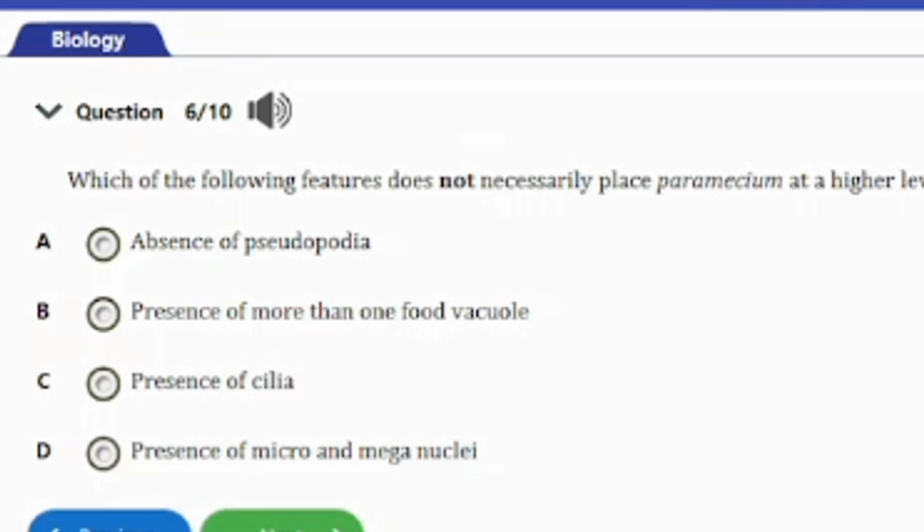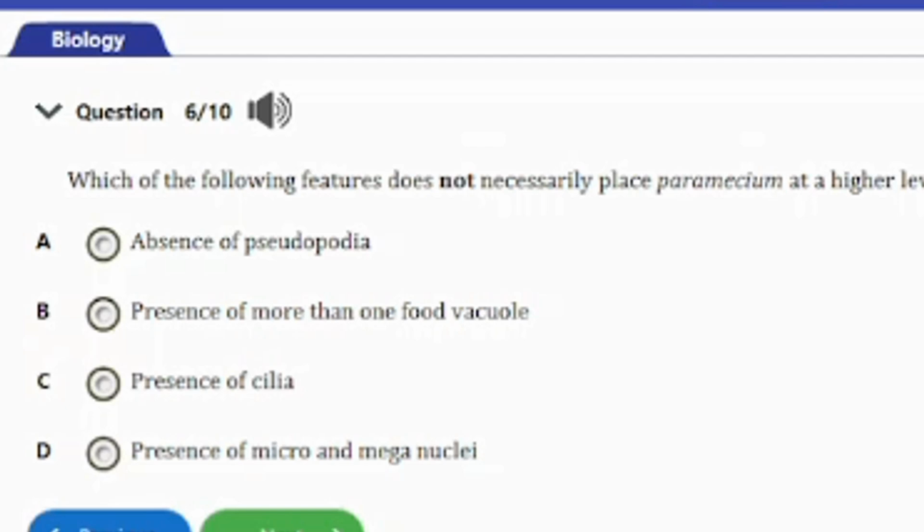Let's consider the next question. Question number 6. It says, which of the following features does not necessarily place paramecium at a higher level of organization over amoeba? We have A, absence of pseudopodia, B, presence of more than one food vacuole, C, presence of cilia, and D, presence of micro and mega nuclei. The answer to this question is option B, presence of more than one food vacuole.